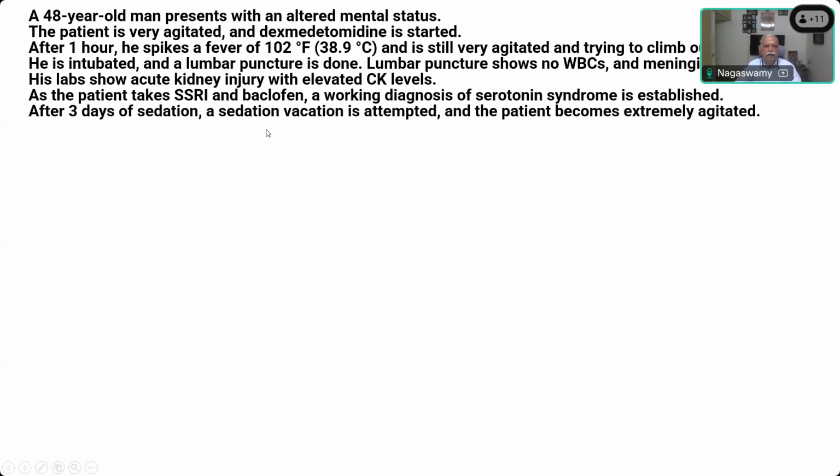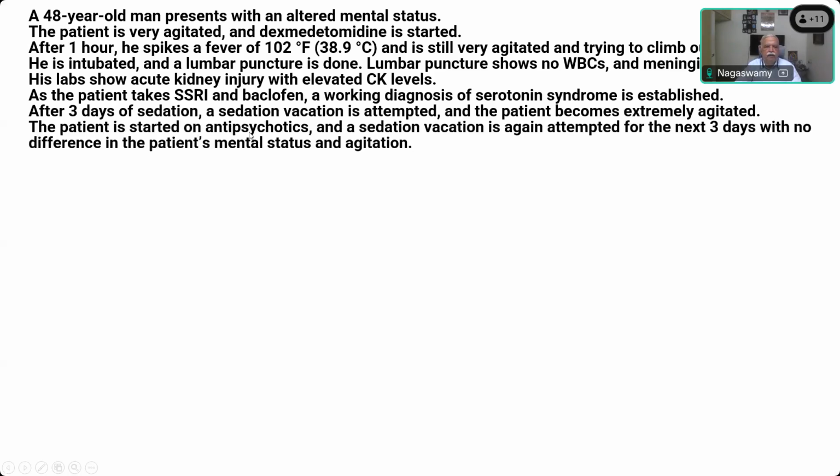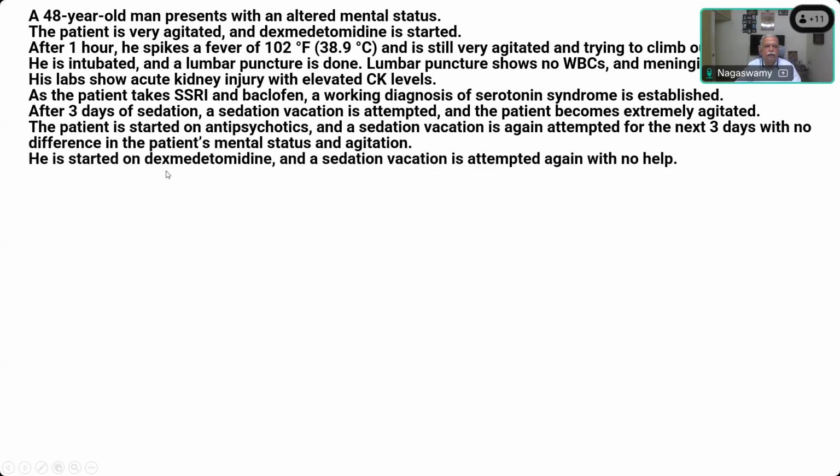After 3 days of sedation, a sedation vacation is attempted. That is, you start reducing the sedation, and the patient becomes extremely agitated again. The patient is started on antipsychotics, and the sedation vacation is again attempted for the next 3 days with no difference in the patient's mental status and agitation. He is started again on dexmedetomidine, and the sedation vacation is attempted again with no help.